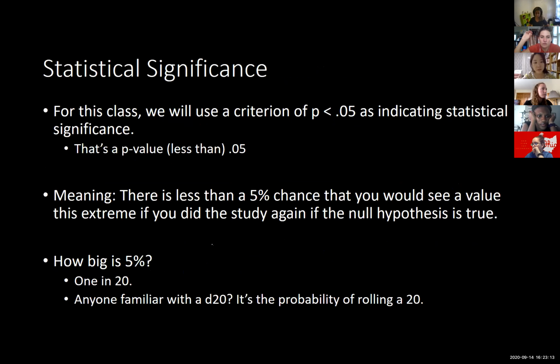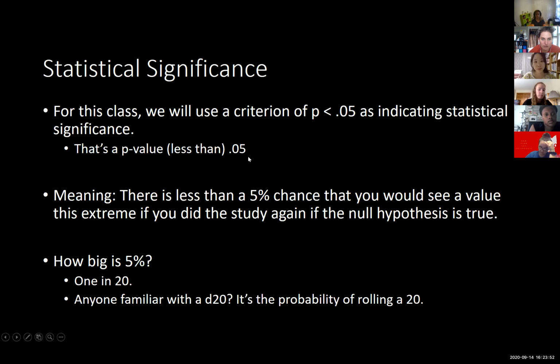Okay. For this class, we're going to be using the criterion of a p-value less than 0.05 indicating statistical significance. And I wrote it here. You can see my cursor, yeah? This is the less than symbol. Remember the crocodile or the alligator wants to eat the bigger number. The chompy mouth monster wants to eat the bigger number. So the p is less than 0.05. You all laugh. I've taught this class a long time. People often write this wrong. So, all right, p-value less than 0.05 indicates statistical significance.